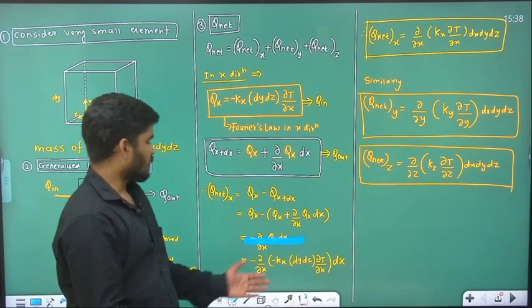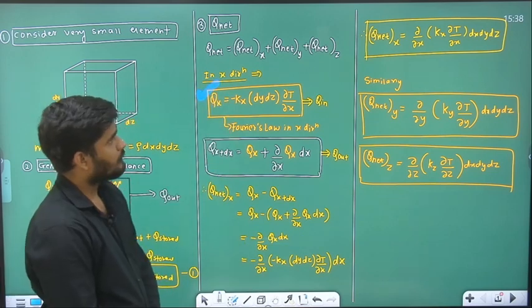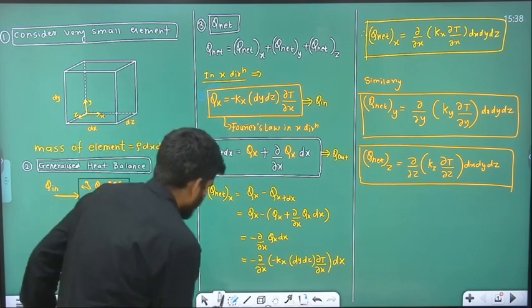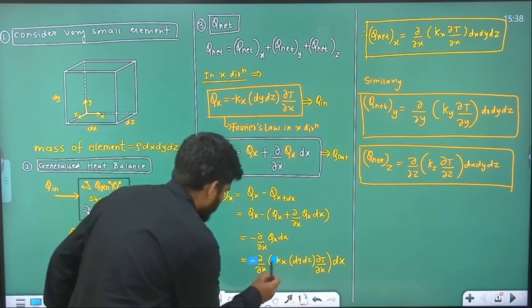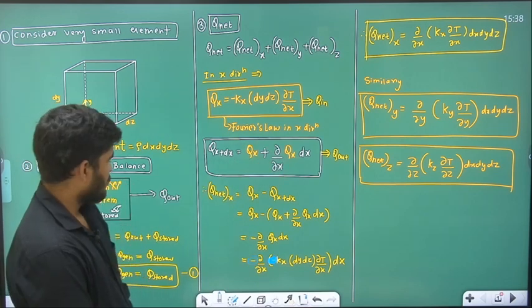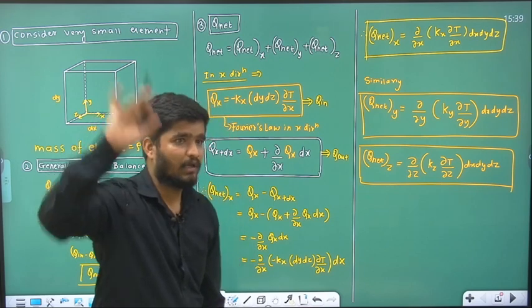Again, I have substituted the value of qx from this expression. Okay. Now see, here we have a minus sign and a minus sign, which will get multiplied and give a positive sign. And one more thing we have to take care of, we have to think of.